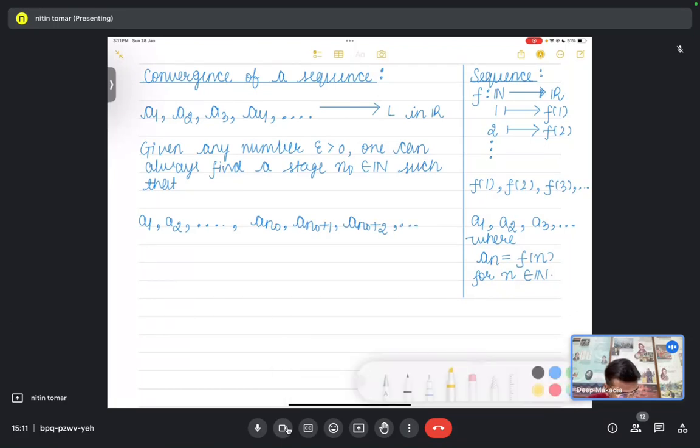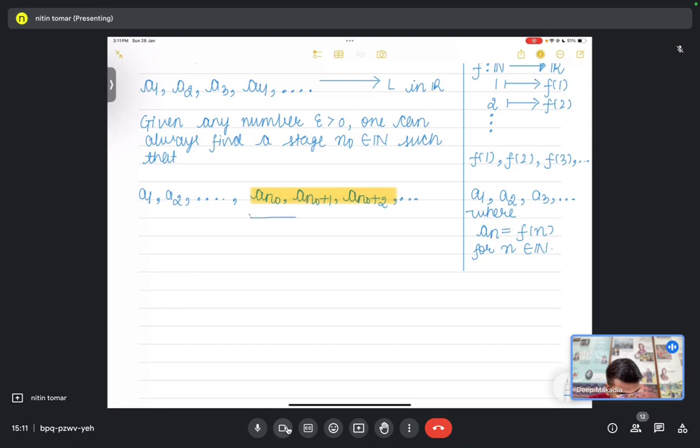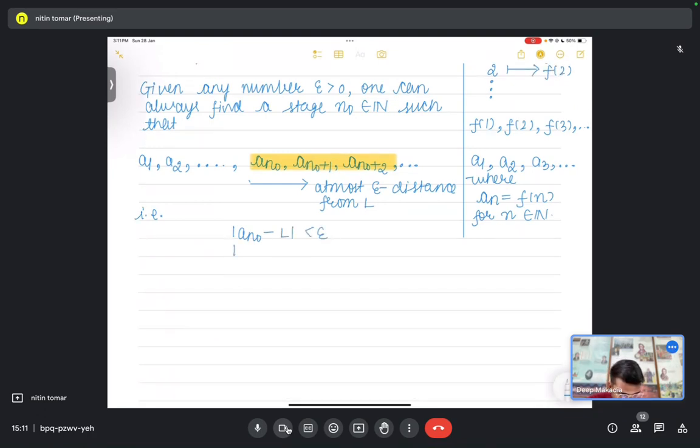So what happens here, after this certain stage, all the values from here will have at most epsilon distance from L. That is, if we write it in a mathematical manner, what does distance mean? A n naught minus L, this is the distance, right? This will be less than epsilon. A n naught plus 1 minus L will also be less than epsilon. Then the next, A n naught plus 2 minus L, will also be less than epsilon, and so on and so forth.